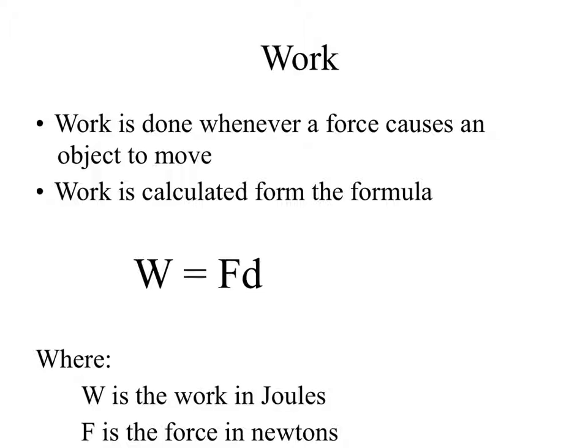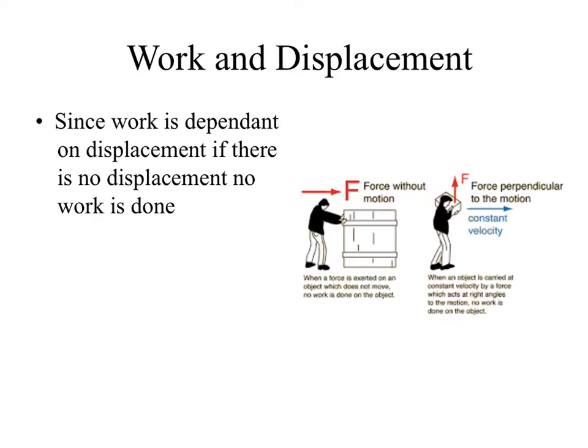So we calculate work from the formula. Work is force times displacement, W equals Fd, where W is the work, and the unit for work is joules. F is the force, which, as usual, is in newtons.